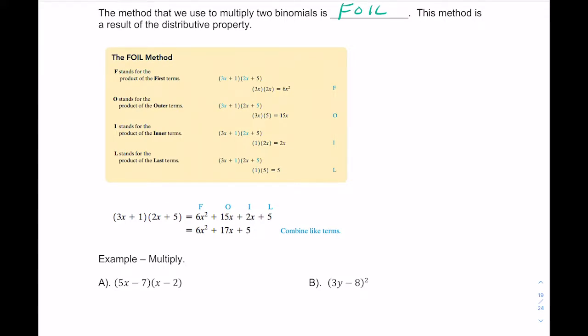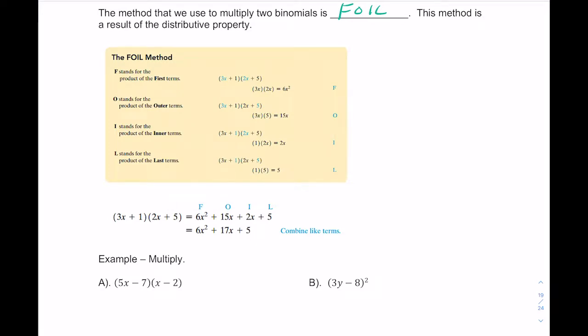So we would multiply the first terms together, which would be 3x times 2x, which gives us 6x squared. And then our outer terms would be 3x times 5, which is 15x, and then plus 1 times 2x, which is 2x, and then 1 times 5, which is 5. And then we can combine like terms. 15x plus 2x gives us 17x. So our final answer in simplified form would be 6x squared plus 17x plus 5.